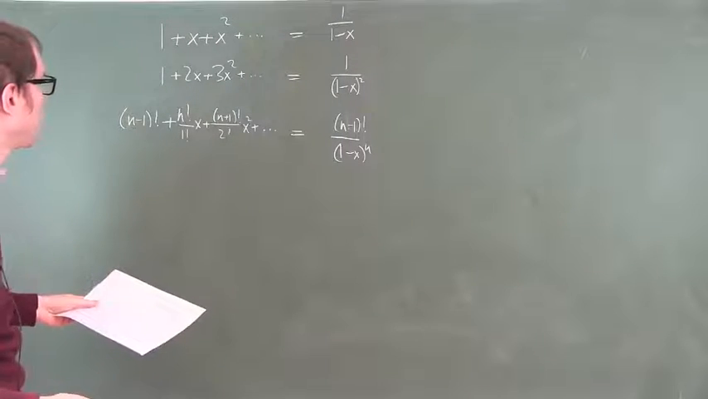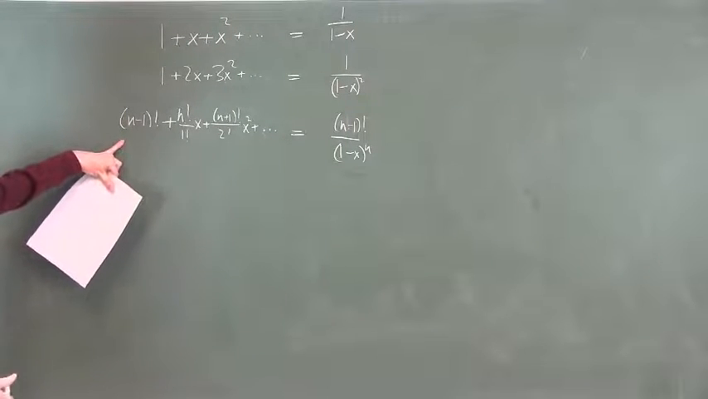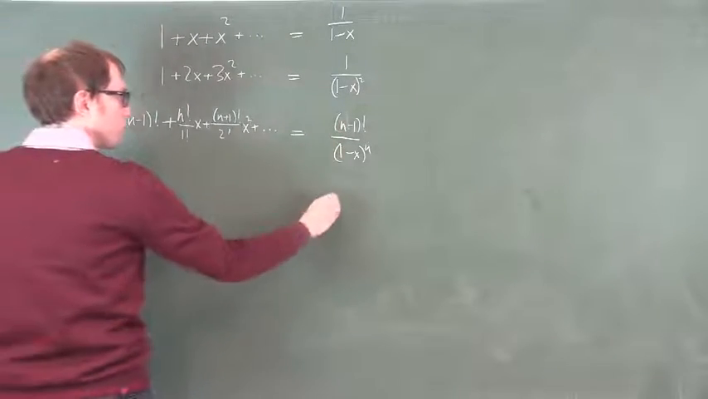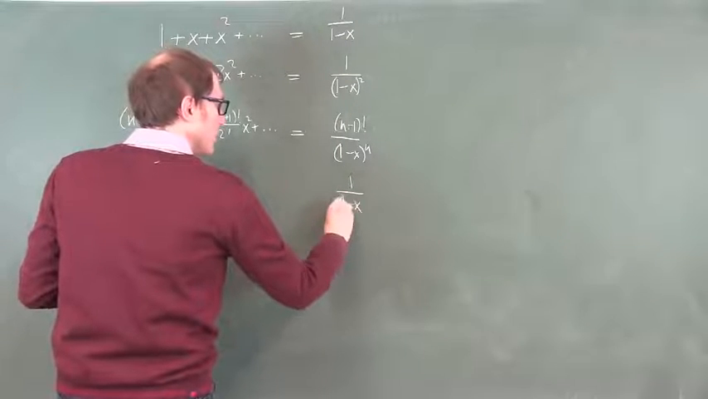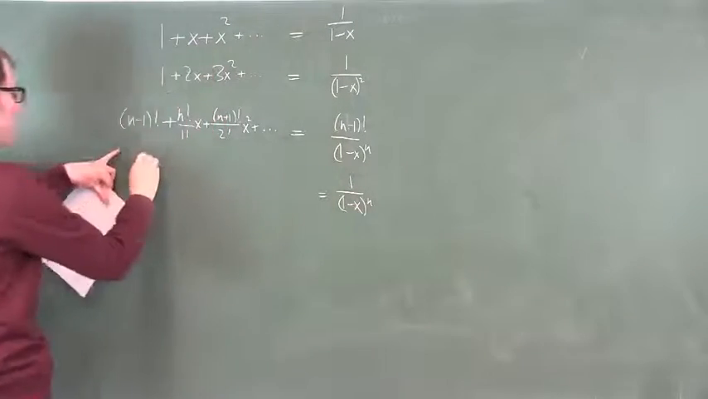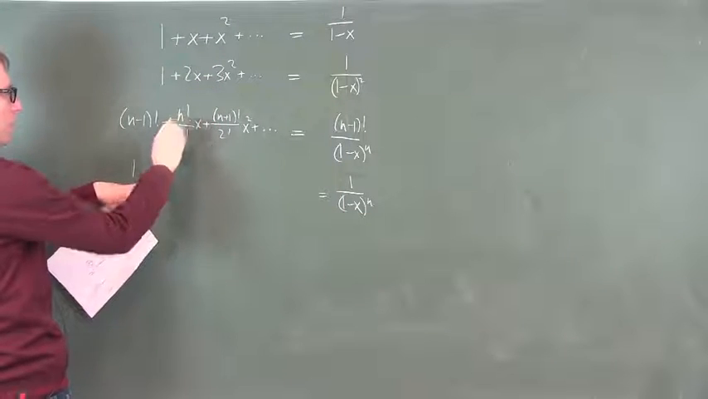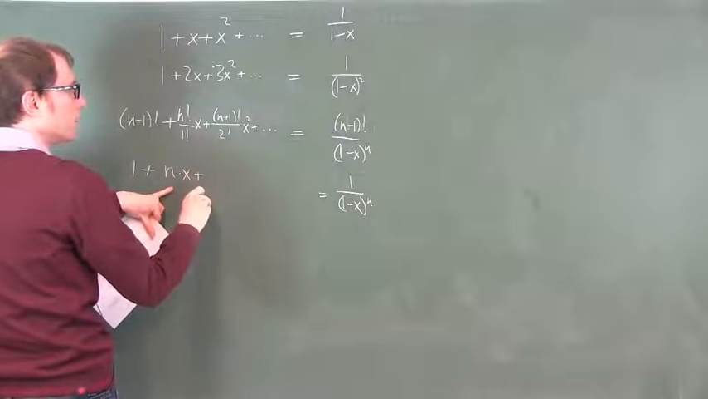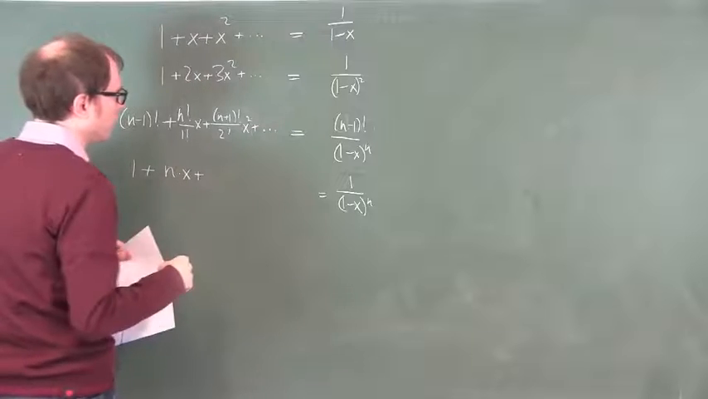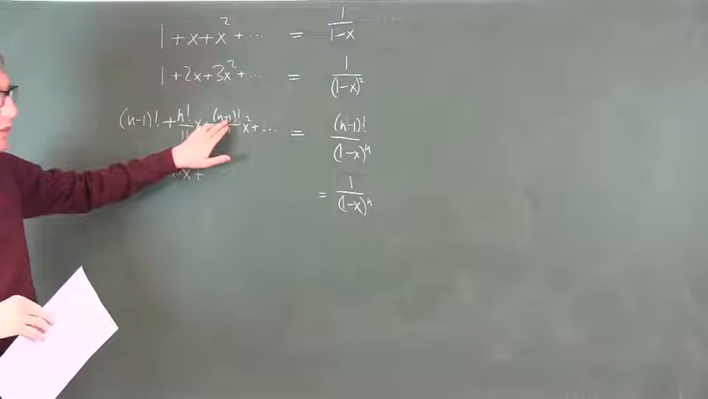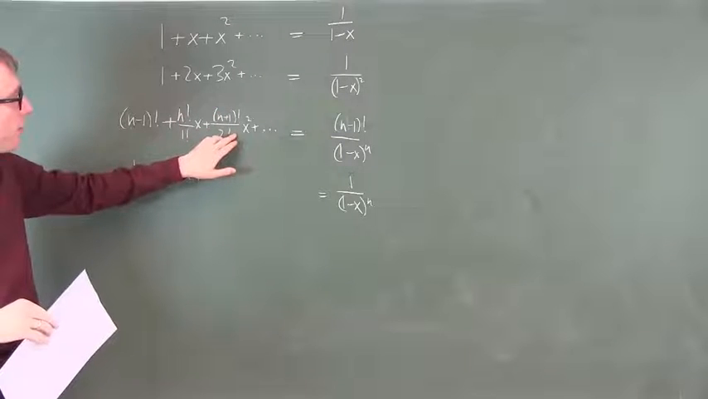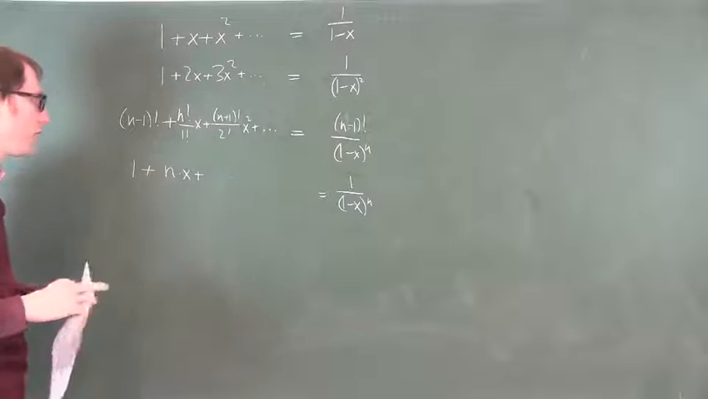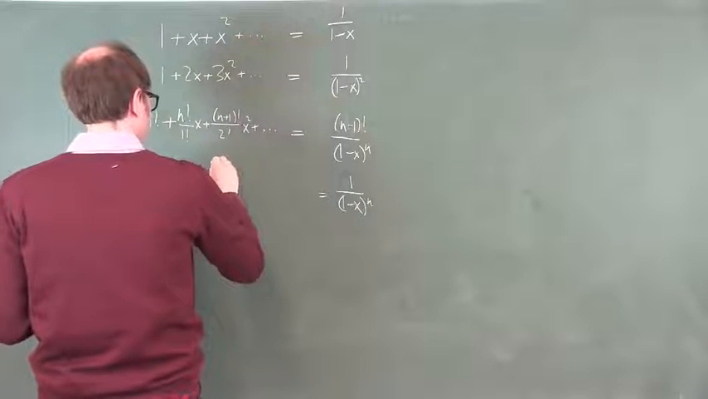formula. And now it still looks a little complicated, so let's simplify it. We divide by n minus 1 factorial here. So if we do that, divide by n minus 1 factorial, we get 1 over 1 minus x to the n on the right side. On the left side we get 1 plus n times x plus, divided by n minus 1 factorial. So it's n plus 1 factorial divided by 2 factorial divided by n minus 1 factorial. So this looks like a binomial coefficient. So this is actually n plus 1 over 2.